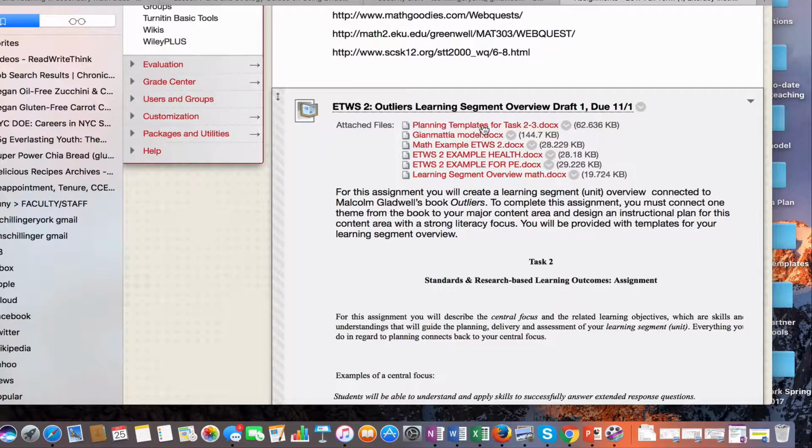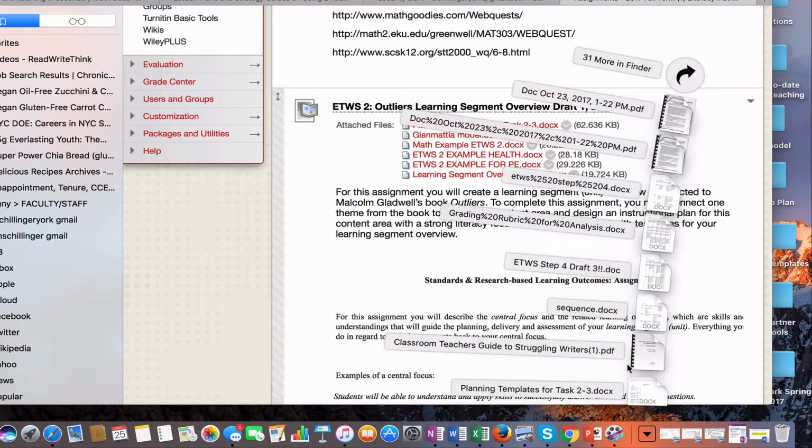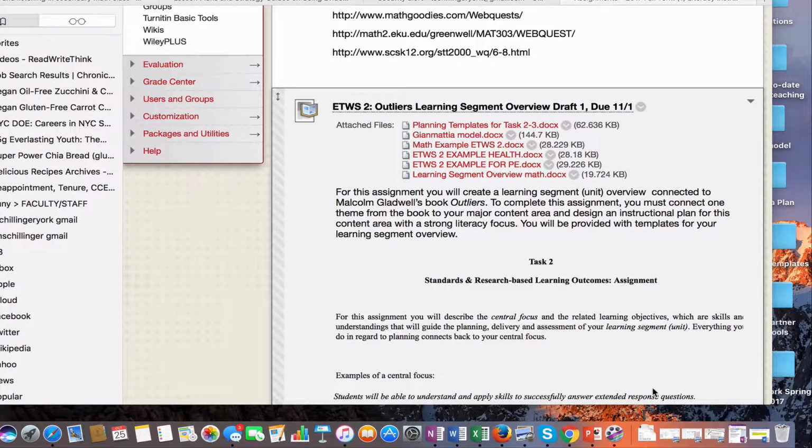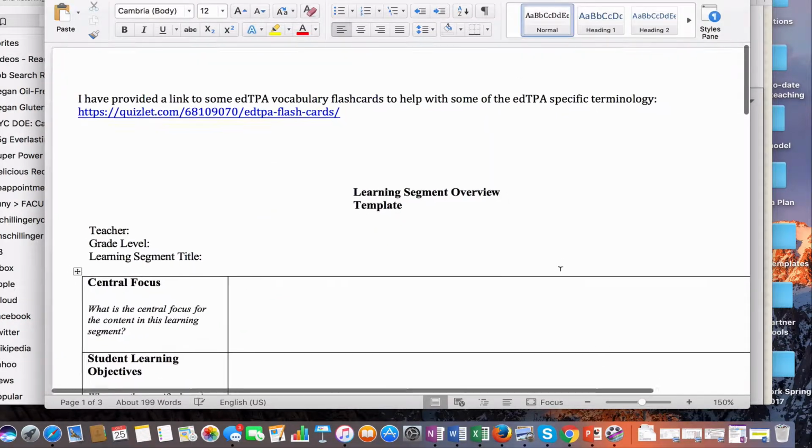I want to show you, this is really important. This is the tool that you're going to be using to create and submit your learning segment overview. This is the planning template, so it's at the very top. And let's take a look at this on my messy desktop. Okay.